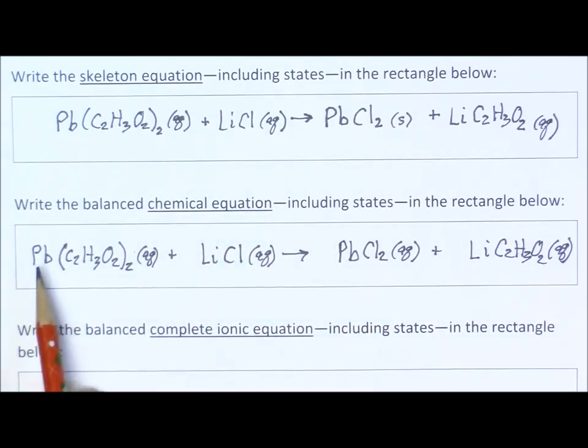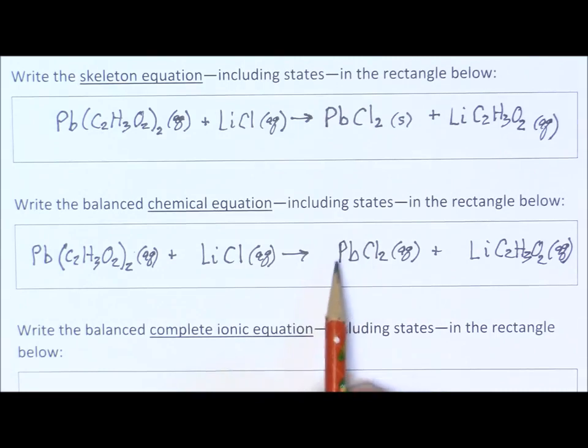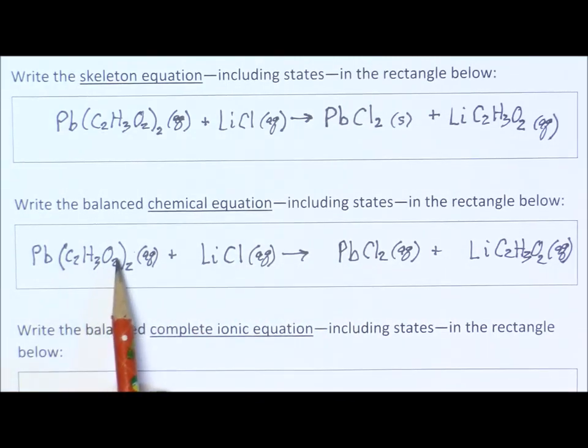So let's just start from the left. We have one lead atom on the left-hand side. On the right-hand side we have one lead atom. So far so good with the leads. Acetate ions, I have 2 acetates on the left, denoted by that 2.